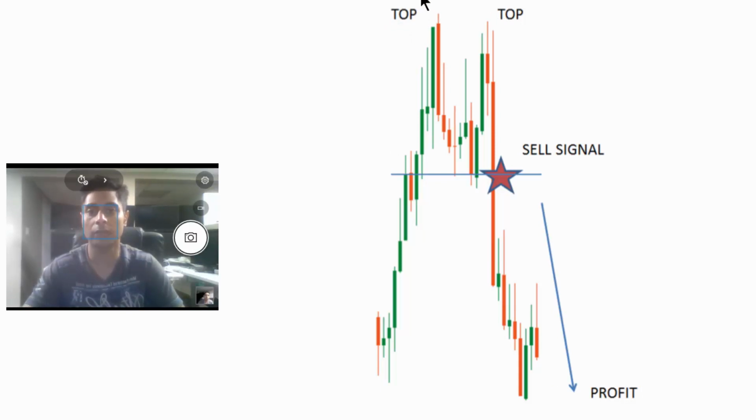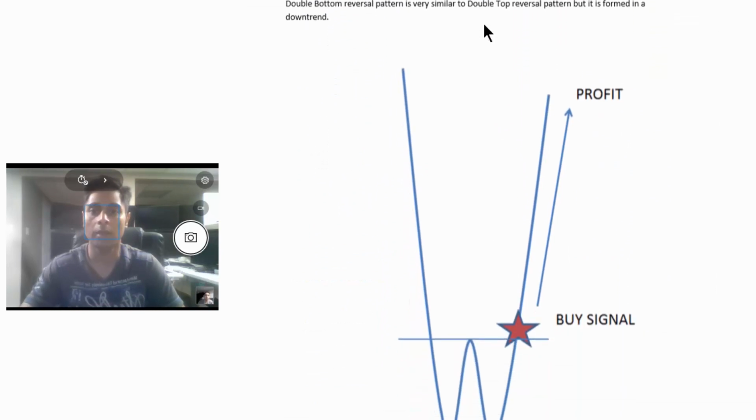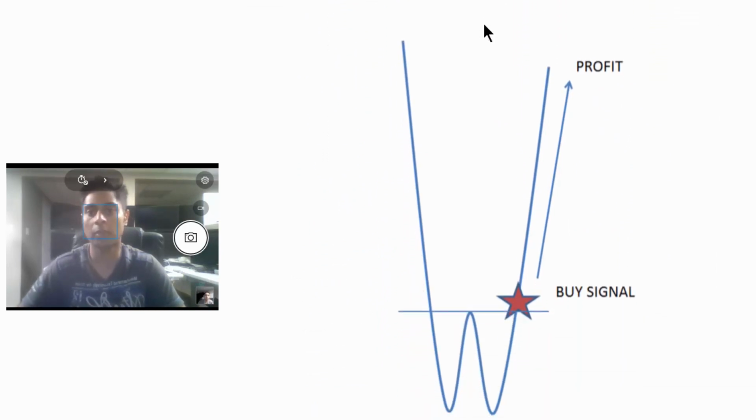So here we have top 1, here we have second top, and that will form our double top reversal pattern. Now let's look at the next reversal pattern. Next on the list we have double top reversal pattern.